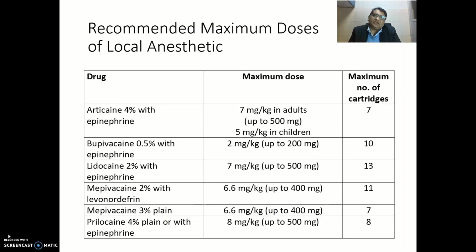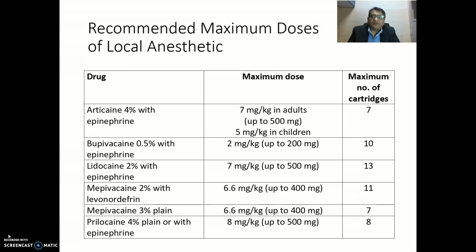Now we are going to discuss the recommended maximum doses of local anesthetic. Articaine 4% with epinephrine: the maximum dose is 7 mg per kg in adults, and up to 500 mg can be given, and 5 mg per kg in children. Maximum 7 cartridges can be given. Bupivacaine is usually not used in the oral cavity, and great caution should be exercised in dental patients. Although 0.5%, 10 cartridges can be used.